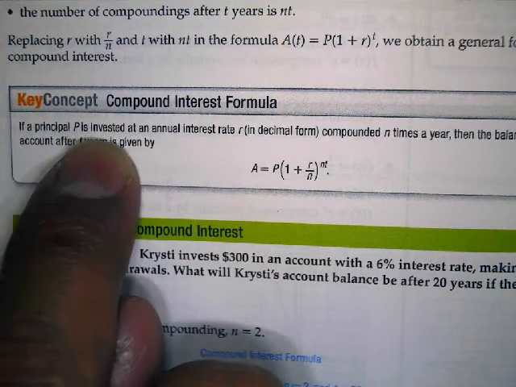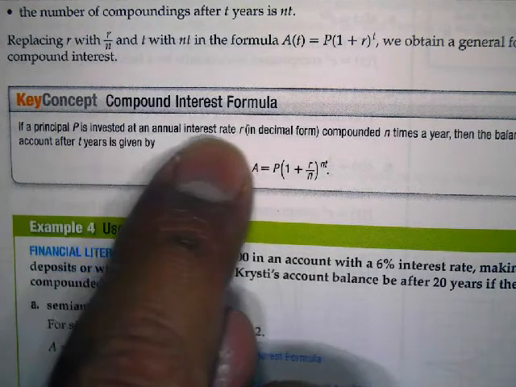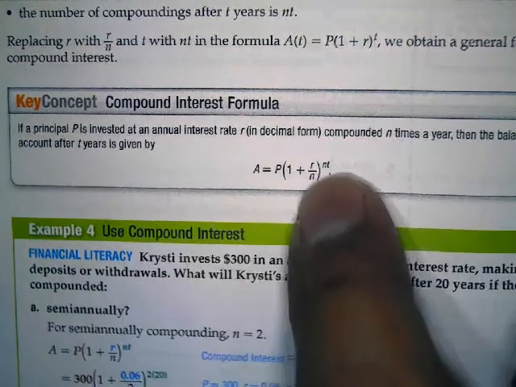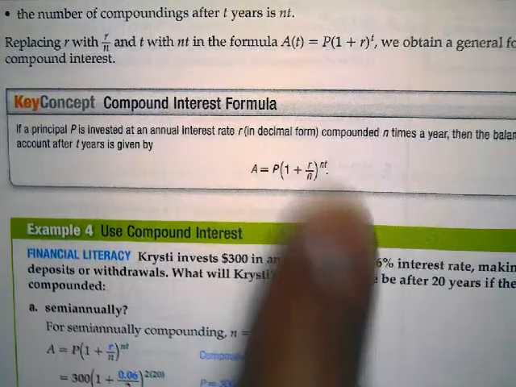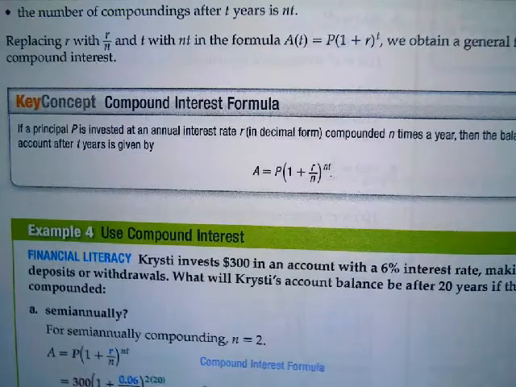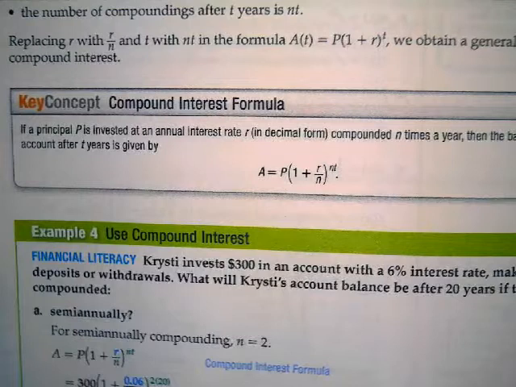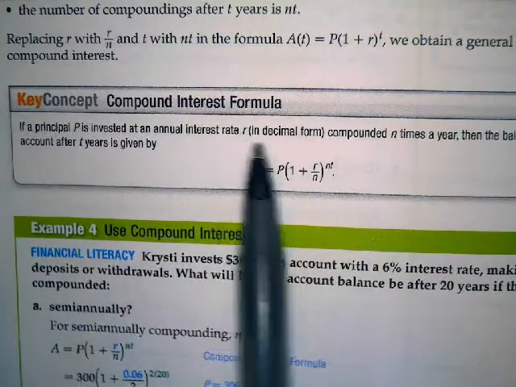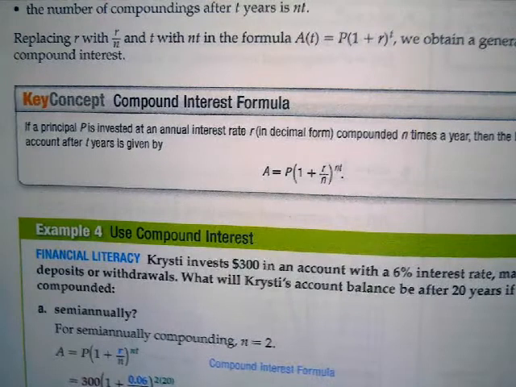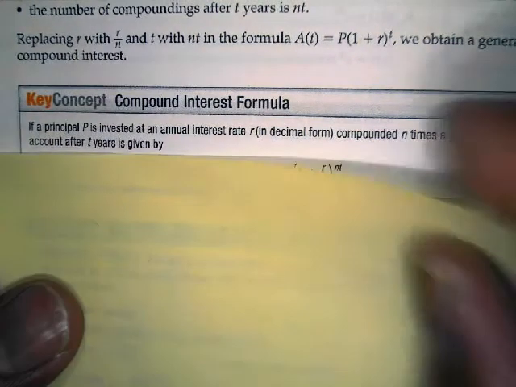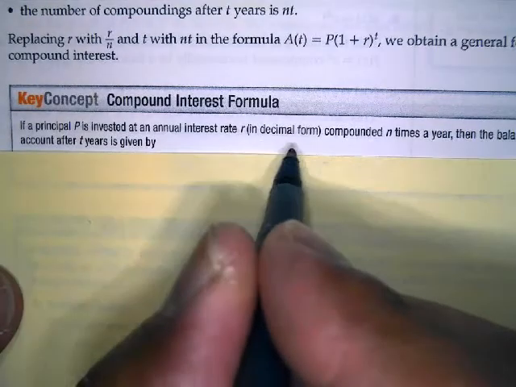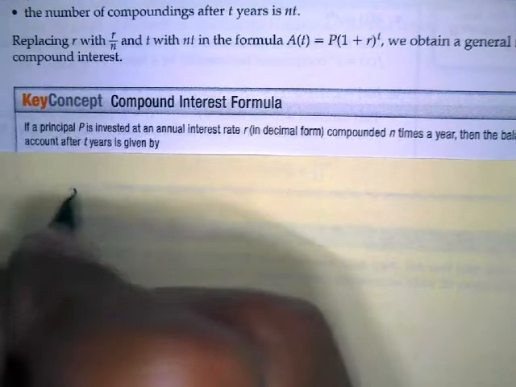If a principal P is invested at an annual interest rate, and the interest rate is the letter R, which you see right there. There's one little R. But this interest rate, when it's a percent, you have to change it into decimal form. If you see, it says right there, the interest rate R has to be in decimal form. So they're going to probably give you a percent. So your interest rate for R, when they give you a percent, you cannot use the percent. You've got to change it into decimal form.